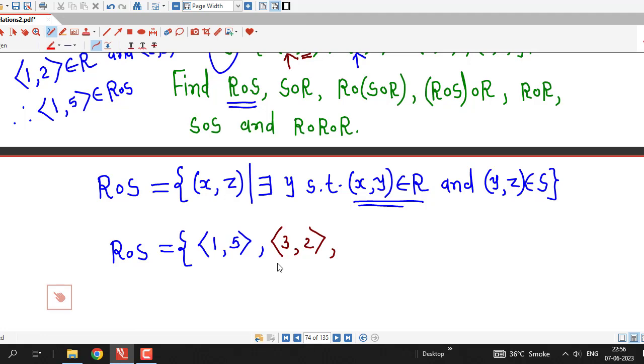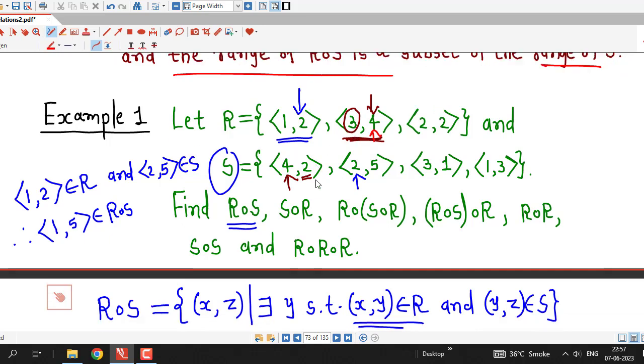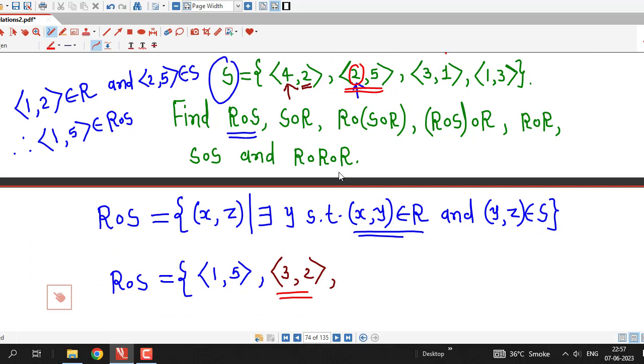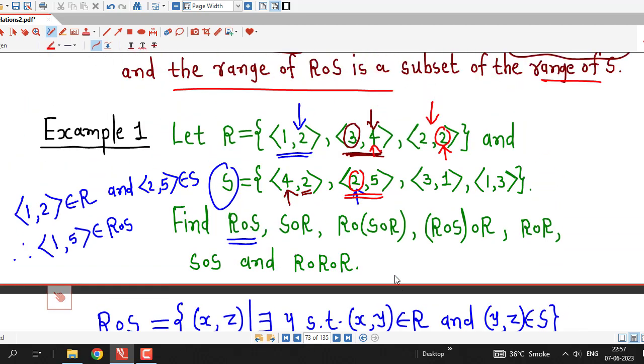We can see that for 3 comma 2 there exists this element 4, such that 3 4 belongs to R and 4 2 belongs to S. Therefore 3 2 belongs to R composite S. Now we check for this. Here second component is 2, and this is the ordered pair in S where first component is 2. So these two are same, and we are left with 2 comma 5, that is in R composite S. So here I will write ordered pair 2 comma 5. So it is easy to write down the composition of two binary relations.